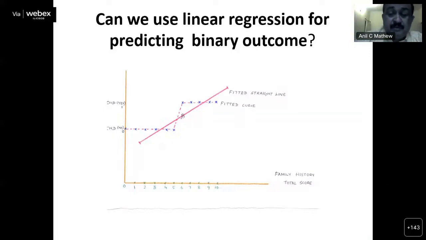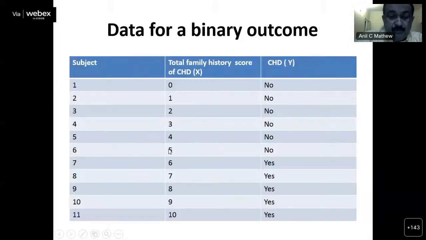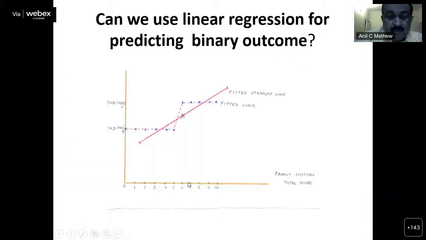And x, of course, is the total family history score. As I told you from the previous slide, those who have a score of more than 6 are likely to get coronary heart disease, and those with less than 6, that is 0, 1, 2, 3, 4, 5, don't get it. So this is the data set. Basically in y, for a 1 we will get certain values, and for a 0 we will get a certain set of values. So a straight line regression won't suit your data set, because we have only two values for y.